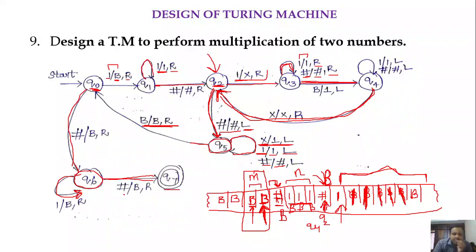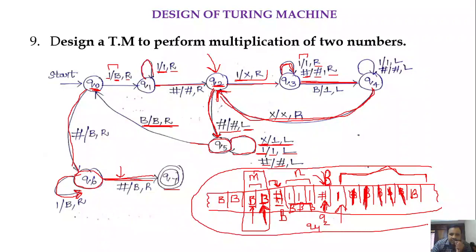So in q6, if we get a hash, replace that hash with a blank and move the head towards left, and also move from state q6 to q7. So q7 will be the final state, right? If you examine this final state of the input tape, it consists of 6 ones. Remaining all symbols we have converted into blanks. That means the m portion of the input we converted to blank, the hash we converted into blank, and the n portion of the input we converted to blank.